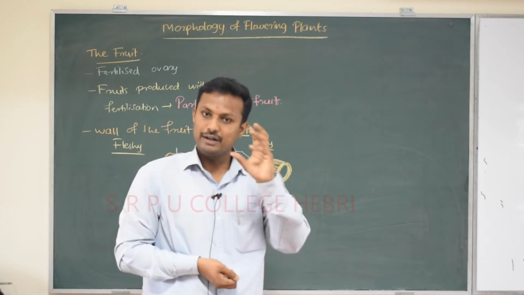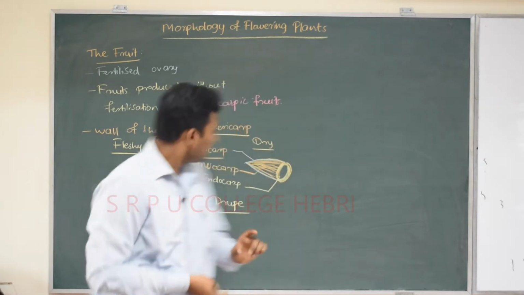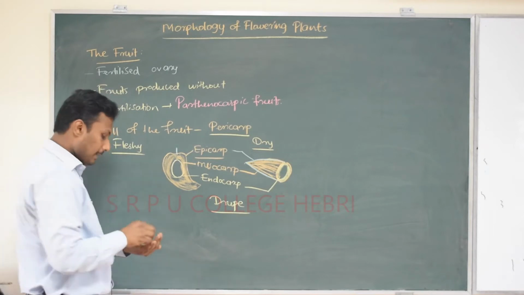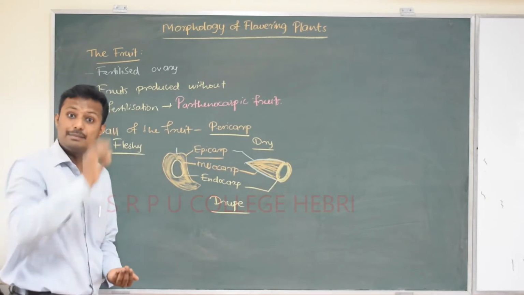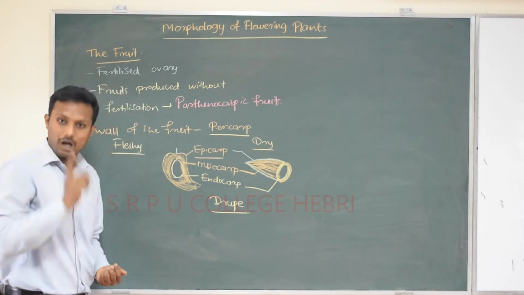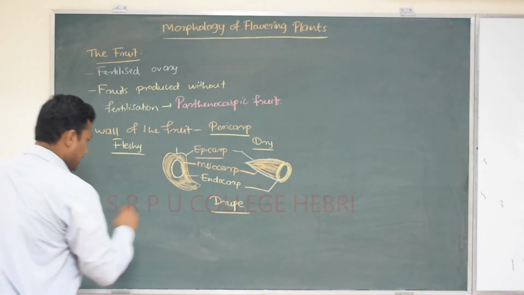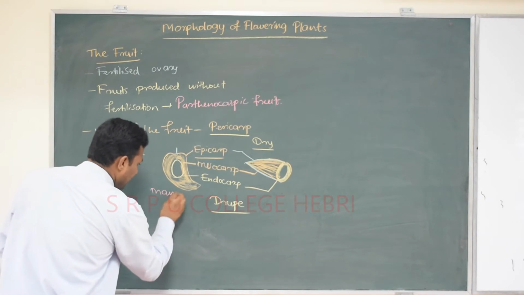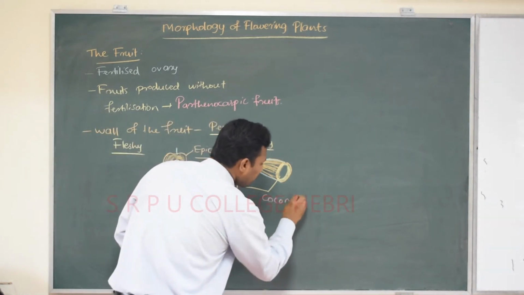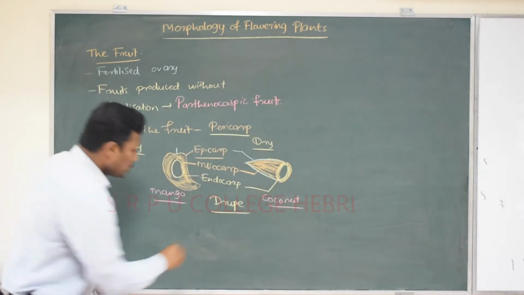The edible part of the coconut is what? Seed. In the case of the mango, the edible part, the fleshy layer, is the mesocarp. Here it is endocarp, here it is mesocarp, the edible part, right? So this is the case of the mango and coconut. See, both of these are called as drupe.